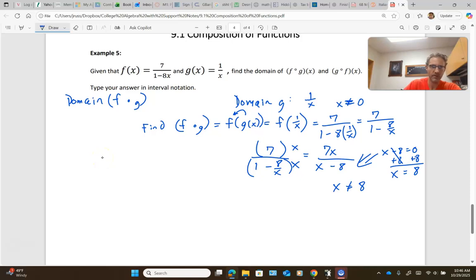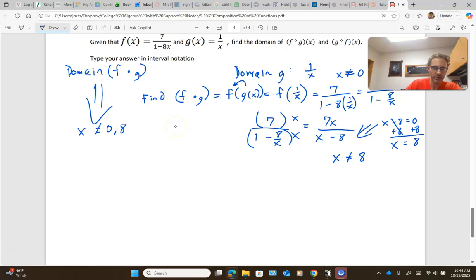So for the domain here, actually, let me just kind of carry this down. We don't want x to be equal to either 0 or 8. Alright, so now let me express this in interval notation. That means we're going to be going from negative infinity up to 0. We're not including the 0. And then we're going to go from 0 to 8, not including the 8. And then we're going to go from 8 to infinity, but again, not including the 8. Okay, so basically what we've done, the domain is all real numbers except for 0 and 8. So we're just taking out 0 and 8.